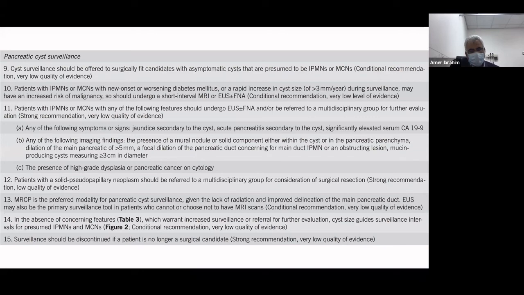And probably if you image someone for 4 to 5 years and there is no change in the cystic lesion, you should stop imaging. So you stop the surveillance if the patient becomes unfit, or if you followed up the patient for 5 years and there is no change. I hope that gives you some idea how to manage the cystic lesion. Thank you very much for listening to me.